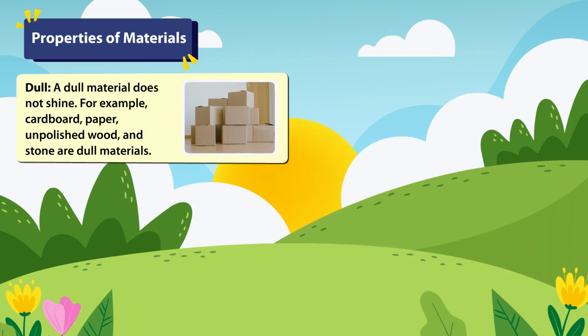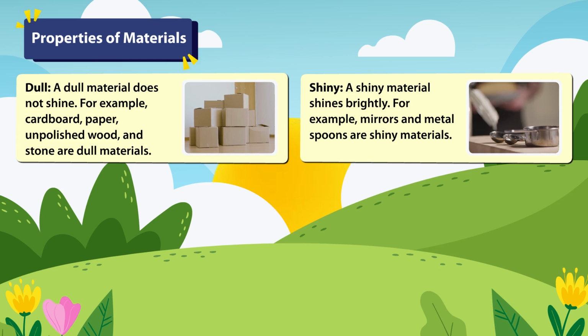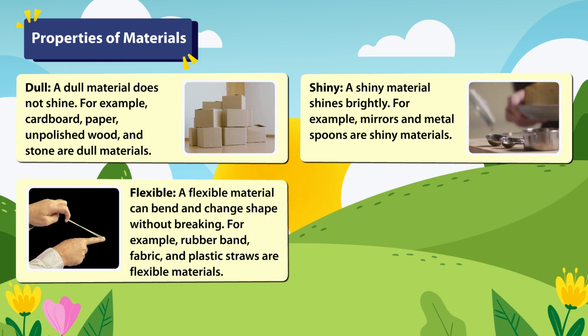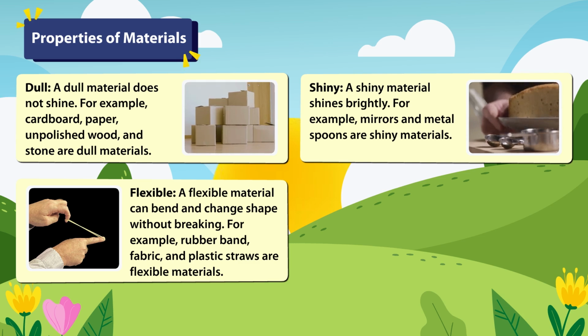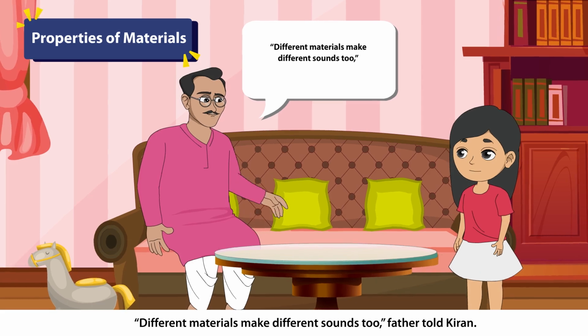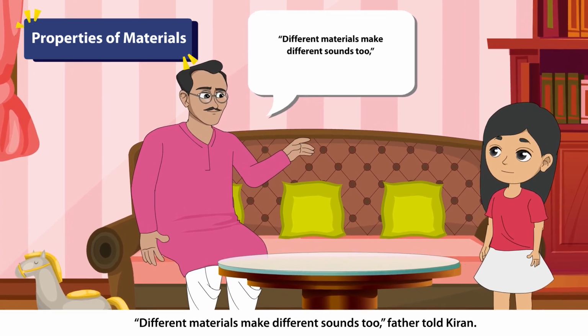Dull. A dull material does not shine. For example, cardboard, paper, unpolished wood, and stone are dull materials. Shiny. A shiny material shines brightly. For example, mirrors and metal spoons are shiny materials. Flexible. A flexible material can bend and change shape without breaking. For example, rubber band, fabric, and plastic straws are flexible materials. Different materials make different sounds too.